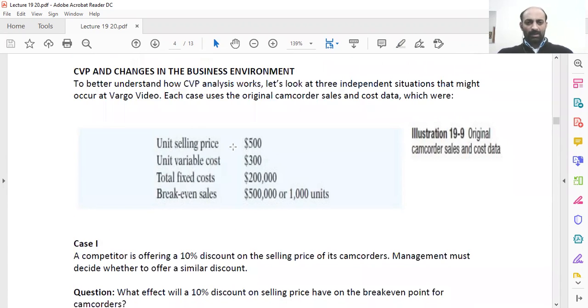So we know the data, which is unit selling price is $500, the variable cost $300, total fixed cost is $200,000, and break-even sales we know is $500,000 worth of sale or 1,000 units.